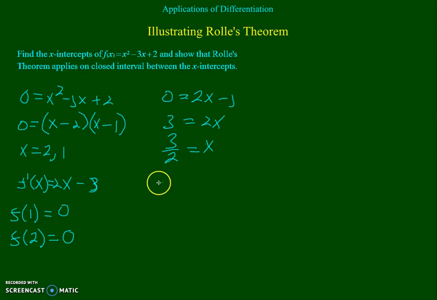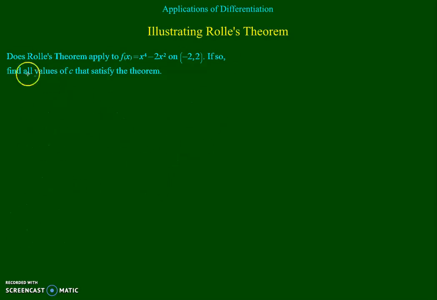So let's look at another one. In this problem, we're asked, does Rolle's theorem apply to this function on the interval [-2, 2]? If so, find the values of c that satisfy the theorem. Well, the first piece is, is this function continuous on that interval? Again, this is a polynomial, and so polynomials are continuous on their domain. This is within the domain of this function. So yes, the first condition is met.